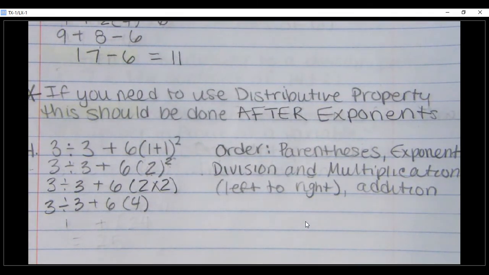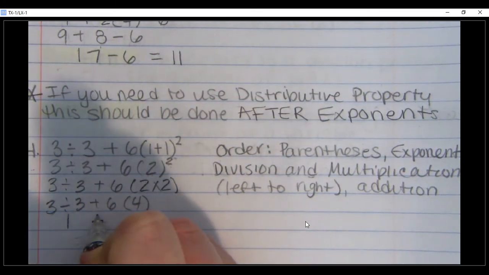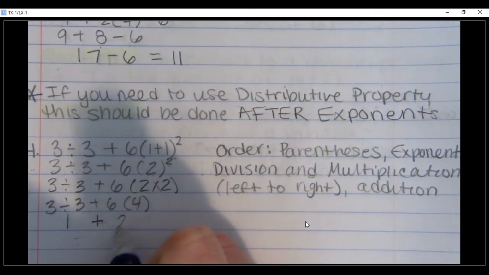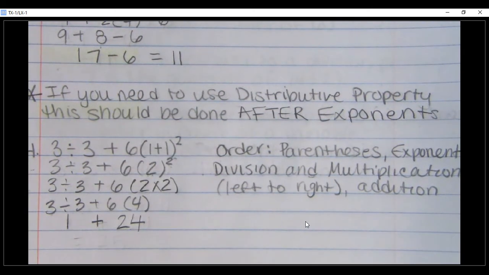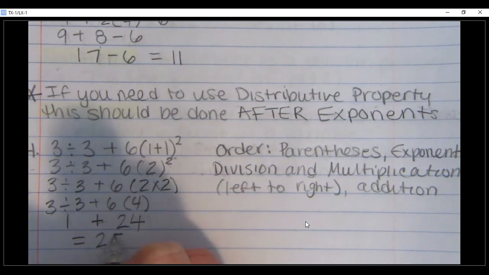Great. Now we're finally able to do that multiplication and division, but we got to remember that we're going from left to right. So on my left, I see 3 divided by 3. So we need to solve that, which is 1. Still bringing down that plus sign because I haven't used it yet. And then we're going to complete this multiplication problem, which is 6 times 4, and 6 times 4 is 24. Finally, we can just finish it off by adding, which is 25.